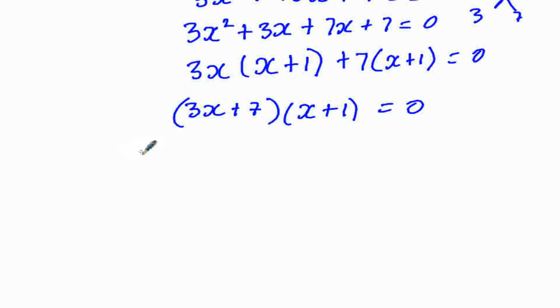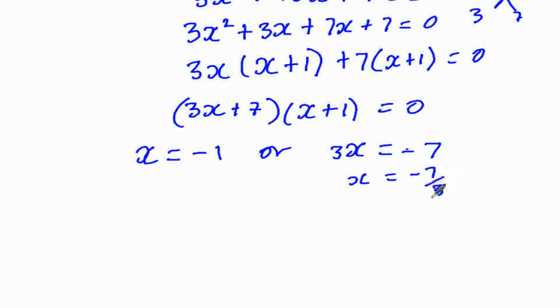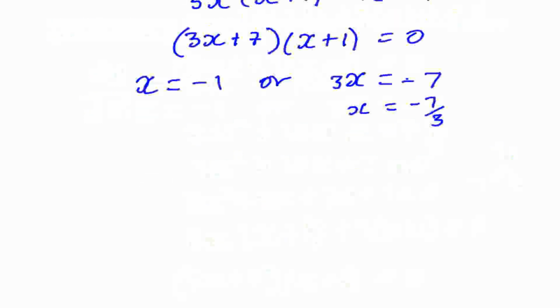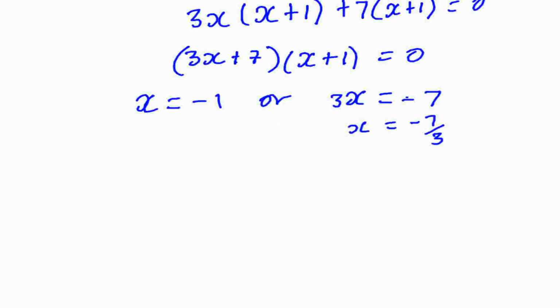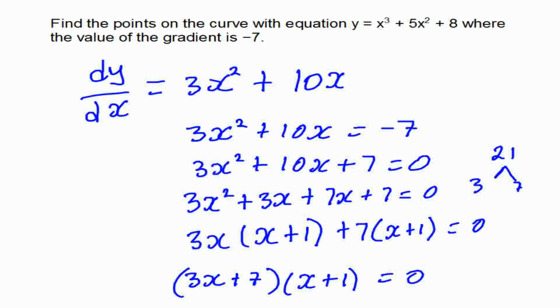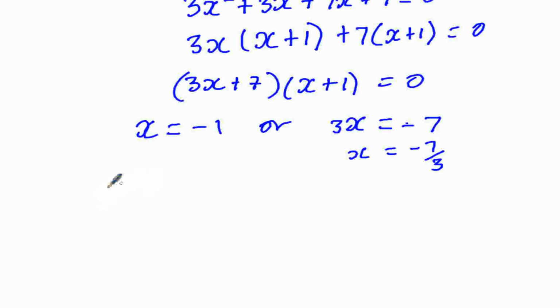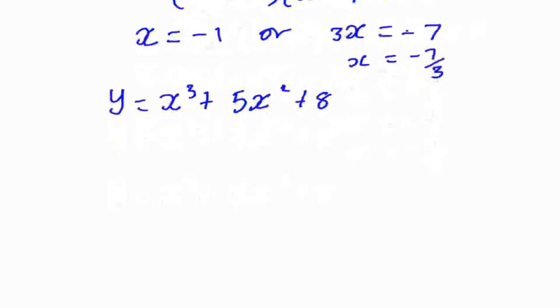So our values of x are either x equals -1 or 3x is equal to -7, which gives us x is equal to -7 out of 3, which is something like -2.3333 recurring. Having gotten the values of x, we have to substitute these values of x into our curve to find the values of y. Our curve is y is equal to x cubed plus 5x squared plus 8.